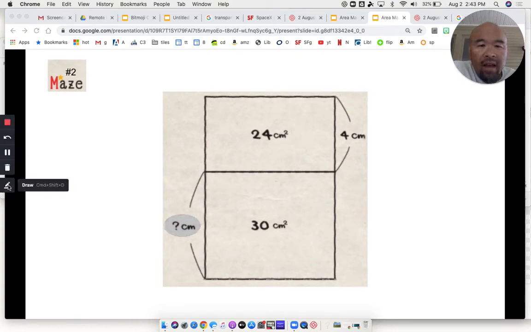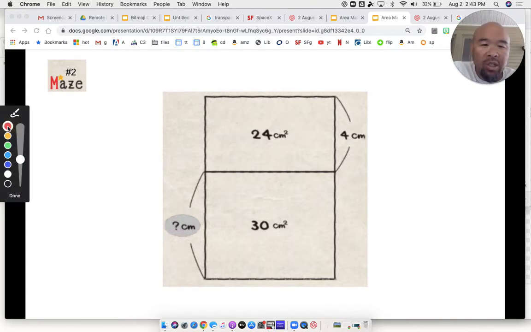Hi, today I have an area maze for you. An area maze is a puzzle made by Japanese puzzle maker Naoki Inaba. He's an incredible puzzle maker. Got some really cool, interesting, thought-provoking puzzles. But this is called an area maze.